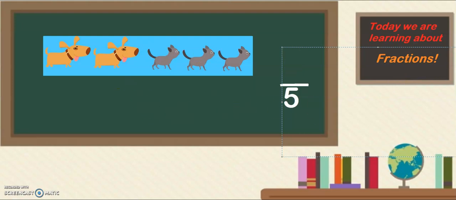If they asked us the same question, how many of them are dogs? Well, we have 5 in total, so that's still going to be our denominator. 1, 2, 3, 4, 5. And in total, there's 1, 2 dogs. So 2/5 of the set are dogs.